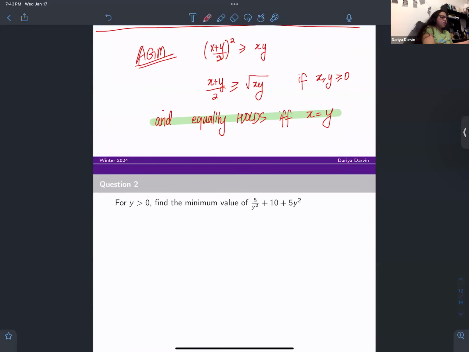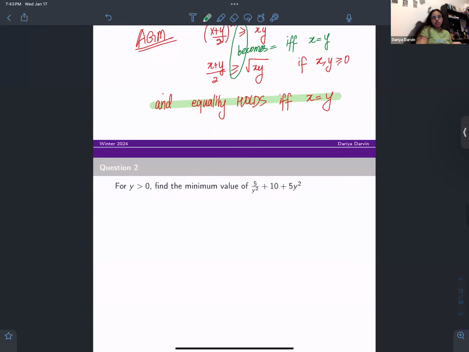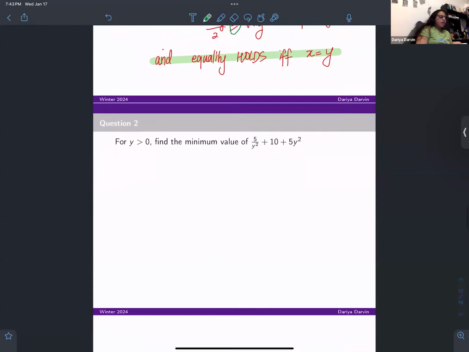I.e. in this inequality that you're seeing here, this thing becomes equal when x equals y. Like, if and only if. When x equals y, it becomes equal, or when it becomes equal, it means x equals y. Okay? Now let's do this question.